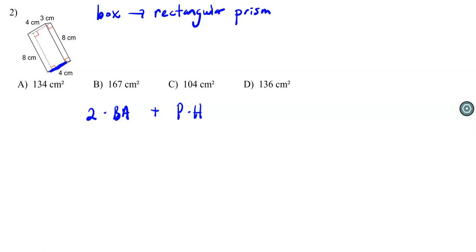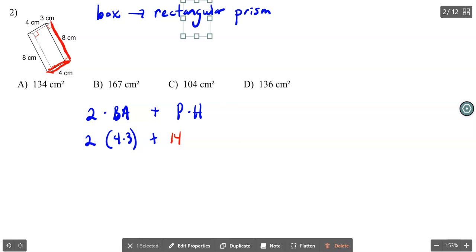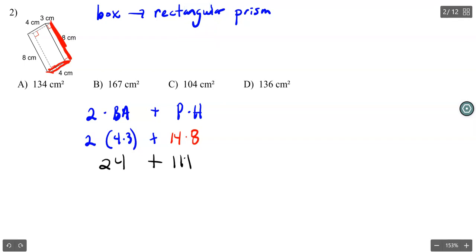So looking through here, I'm going to have 2 of the base areas, and the base is 4 by 3. Plus, and now if I want to find the perimeter of the base, well, the perimeter of the base is all the way around. So you have 4, 3, 4, 3, that's going to be 14 is the perimeter. And then the height is right there. So if I crank this out, I'm going to have 2 times 12, which is 24, plus 14 times 8, 80 and 32, which is 112, which again comes out to be 136.